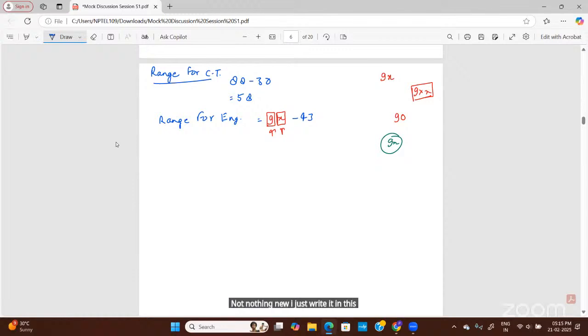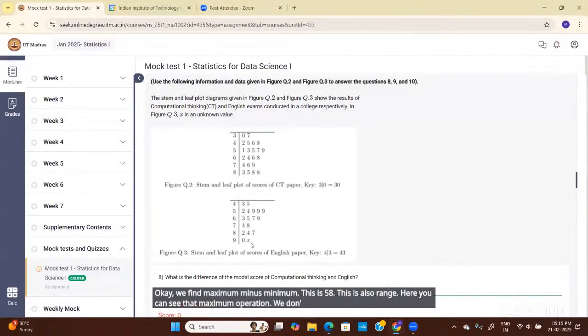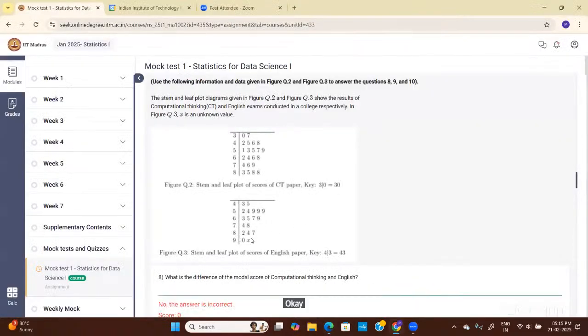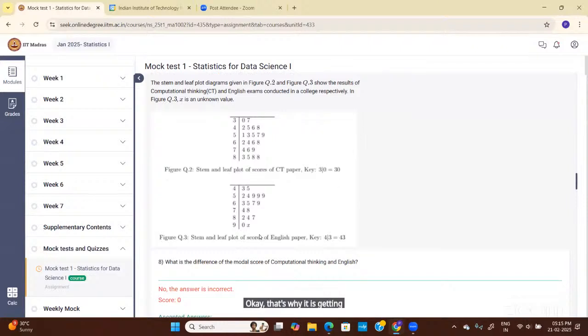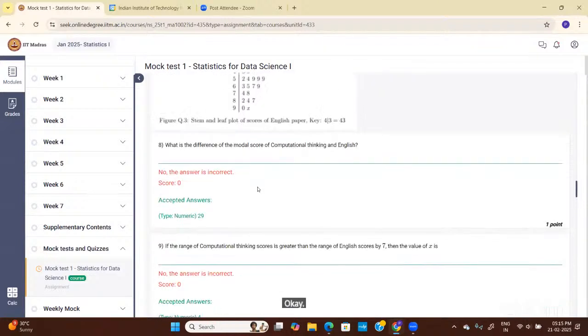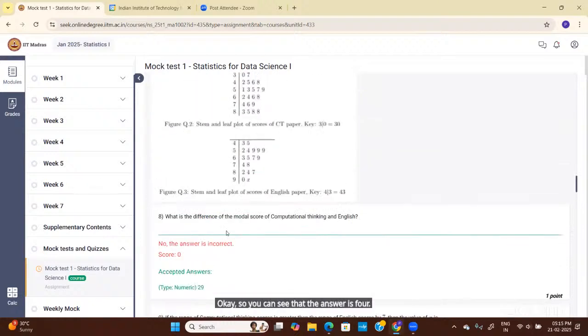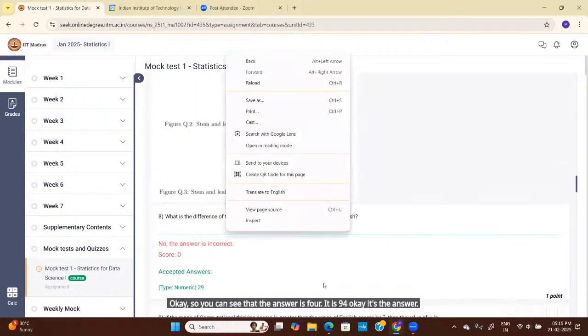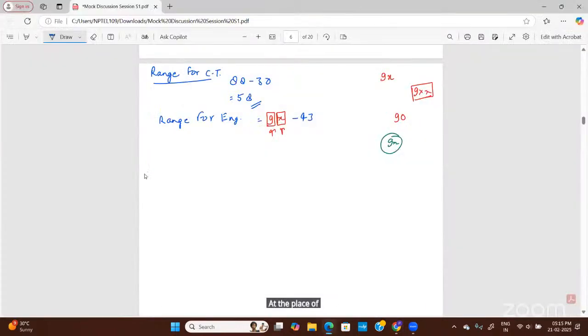Nothing is new here. Okay, so range we find as maximum minus minimum. This is 58. This is also a range. Here you can see the maximum observation, we don't know the value of x, that's why there is some confusion here. But it is 9x, whatever it is. So you can see that the answer is 94. At the place of 4, I have just written x. Don't get confused with it. I will write it like this, not 9x.